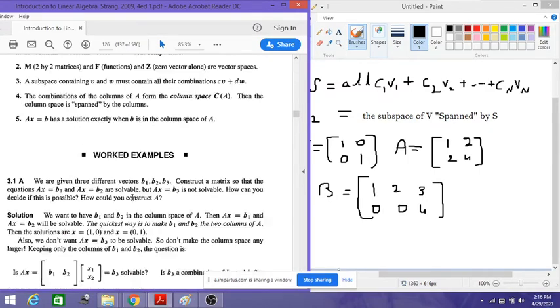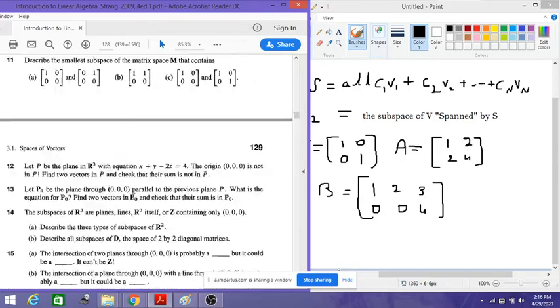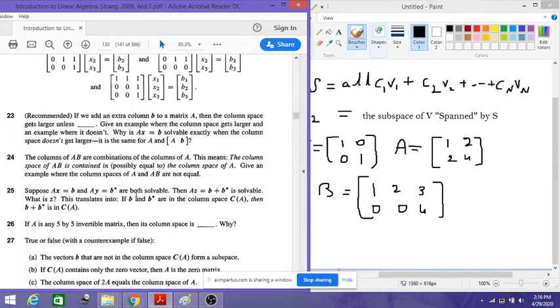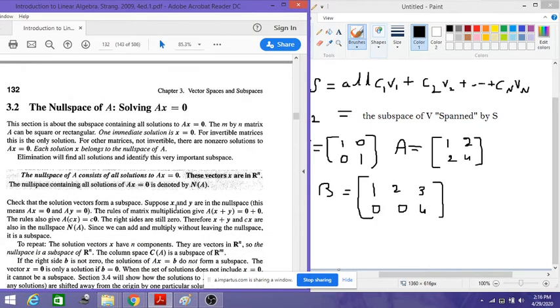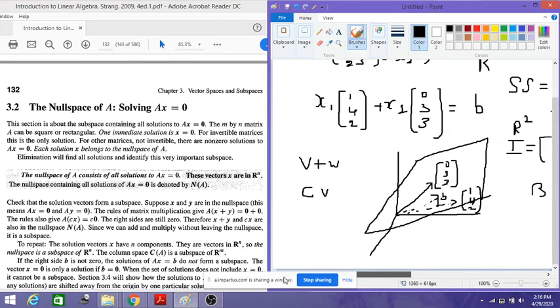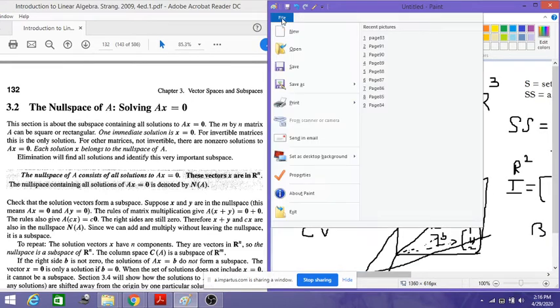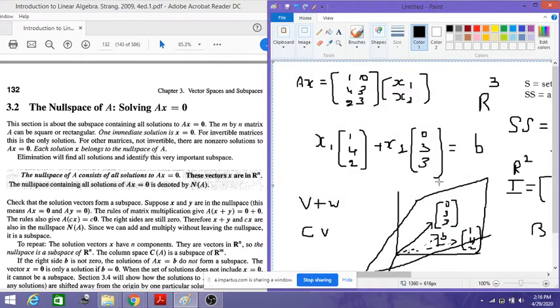So next we'll talk about the null space, which is important. So far we have considered that Ax is equal to B. So next we will consider the null space. We are talking about when the right side of this equation is equal to 0. So let me clear everything.